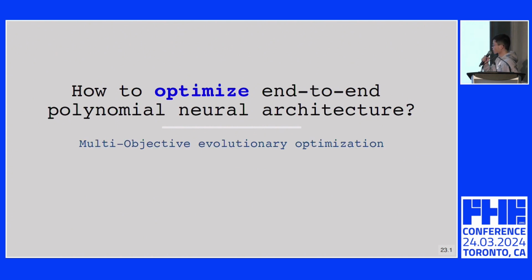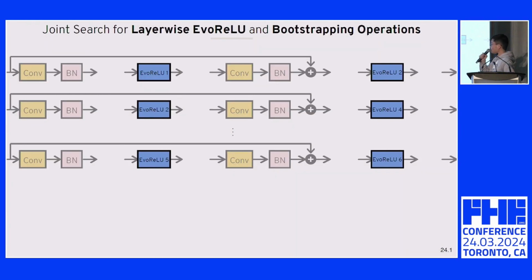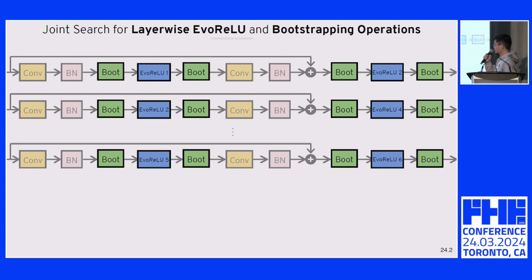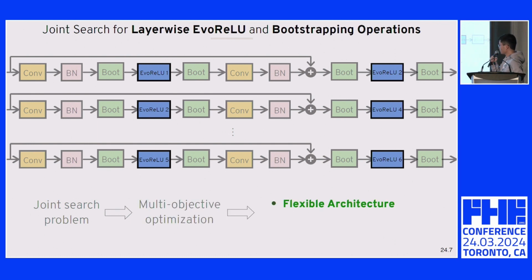Our solution is that we use a multi-objective evolutionary optimization algorithm. So now the different layers' ReLU functions are replaced by the evil ReLU, and then we should search for the location of bootstrapping. So this is a joint search problem between the layer-wise evil ReLU and the bootstrapping operations. And then we formulated it as a multi-objective optimization problem. So in that case, the architecture is very flexible, and the bootstrapping is also on demand.